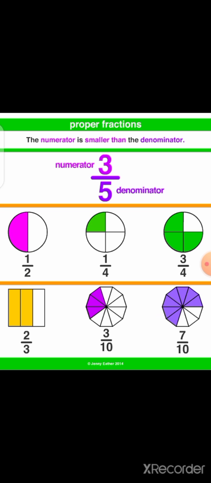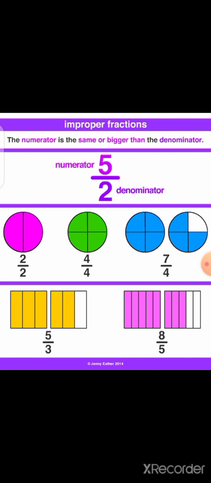2 over 3 shaded part. These are the shaded parts of fraction. 2 over 3. Next is 3 over 10. 3 tenth we can read it as. And the shaded part for last one is 7 over 10 and we can read it as 7 tenths.